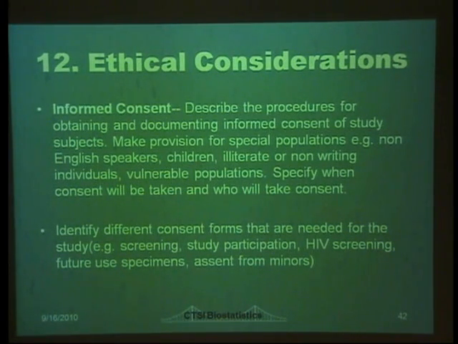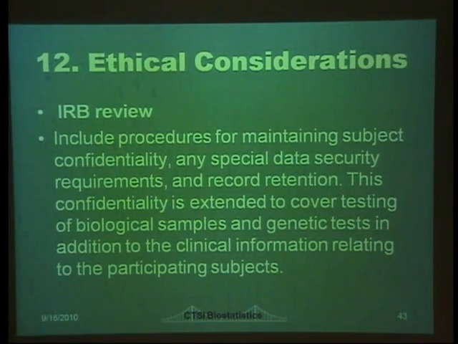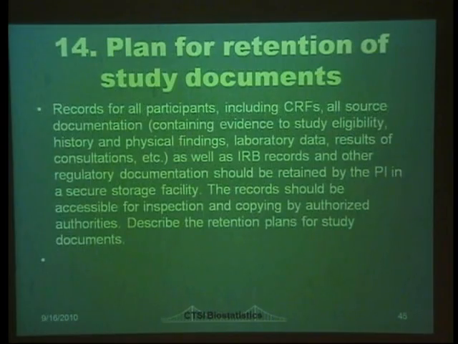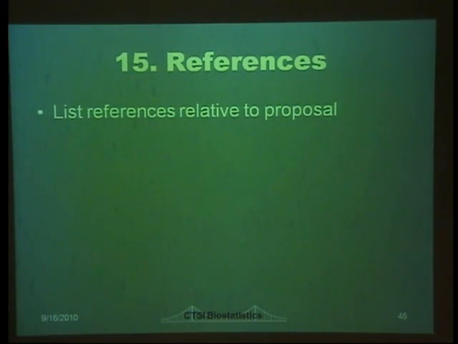And then finally, you need something about ethical considerations. So these are basically the hoops you need to jump through to get things approved by the IRB. And we can help you with that. Suggested that you have a policy for publicizing the findings. So who's going to write the papers and the like. NIH requires you have some plan for retaining the data after the study is over if you're doing an NIH study. So you need to discuss that. And then references.